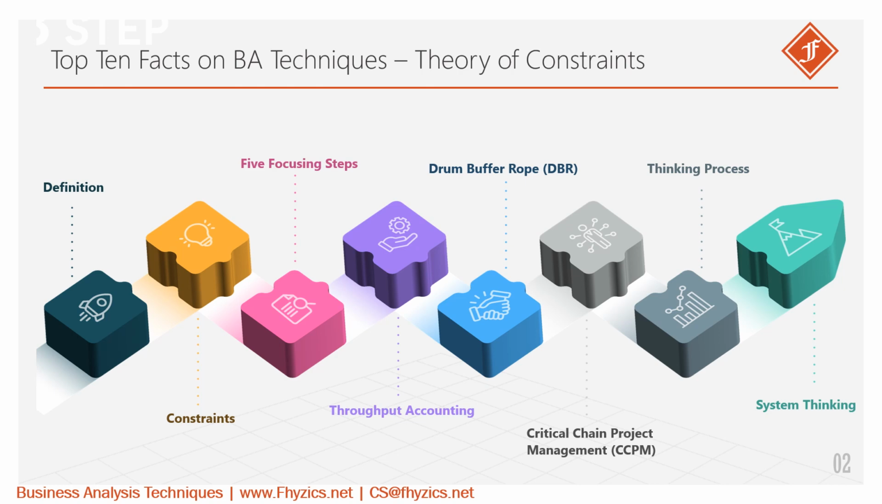Throughput accounting. TOC uses a unique approach to accounting called throughput accounting, which focuses on measuring and managing the flow of products or services through a system rather than traditional cost accounting. Throughput, operating expense, and inventory are key performance measures used in TOC to optimize system performance.